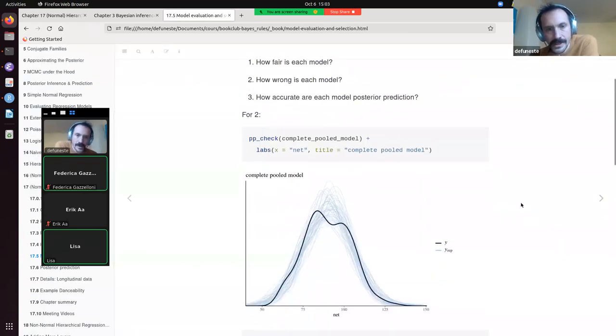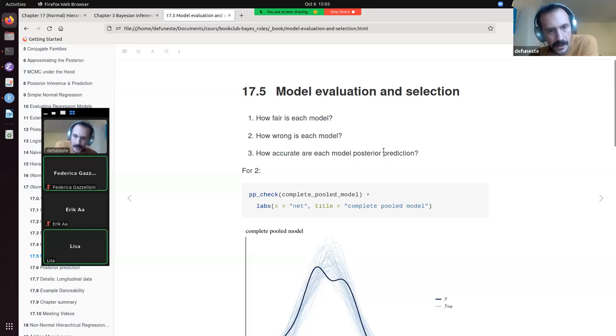But the rest is quite easy. We basically conclude that for the level of precision we want, we do not need to take into account the age, and we can just go with the first model, the first hierarchical model.